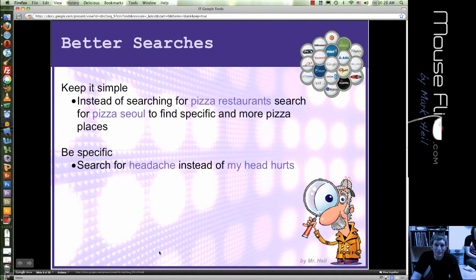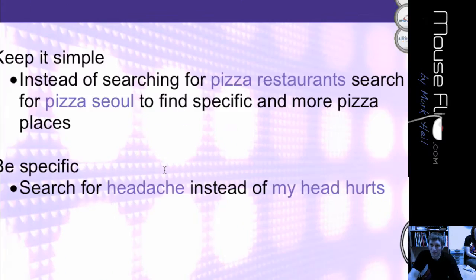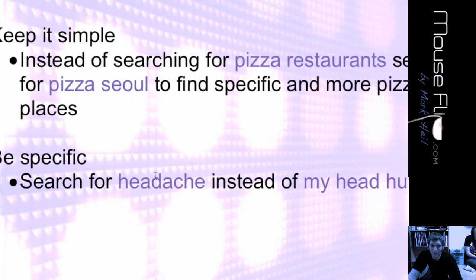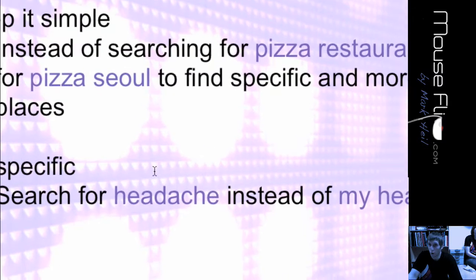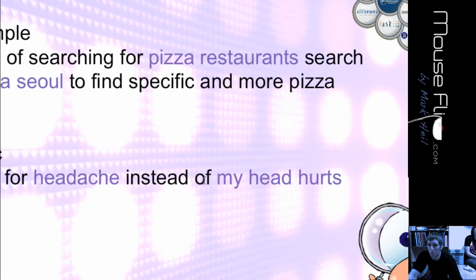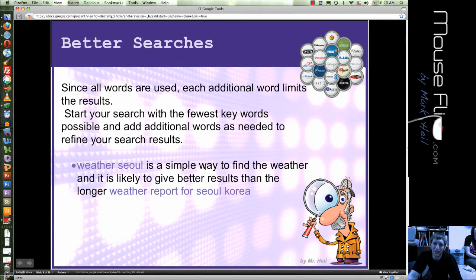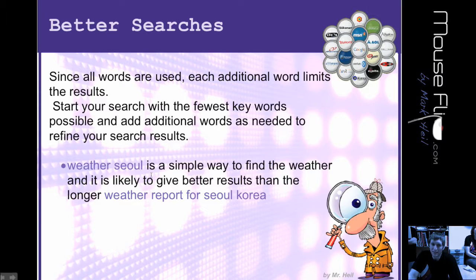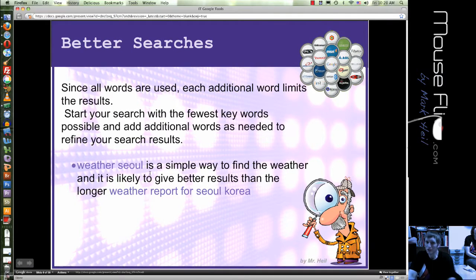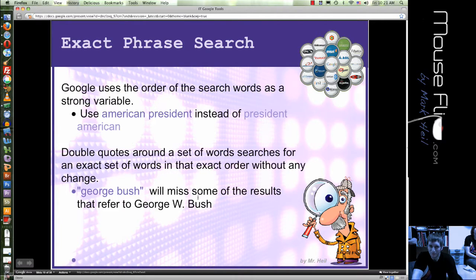Okay, let's move on. Try to be more specific instead of just putting pizza restaurants. Maybe pizza Seoul, or instead of headache, my head hurts. Be as specific as you can. It does give search results for things like weather. If you put in weather report for Seoul, Korea, it'll automatically give you that right in the results. So use the fewest keywords possible.